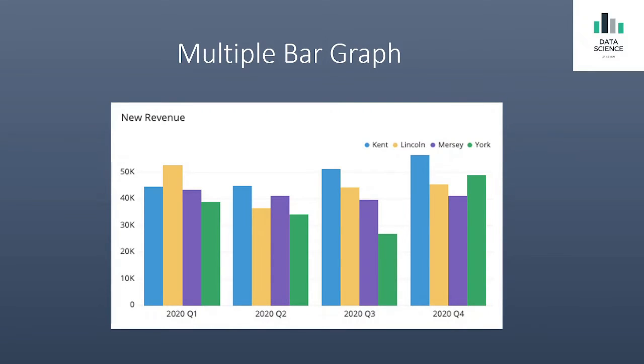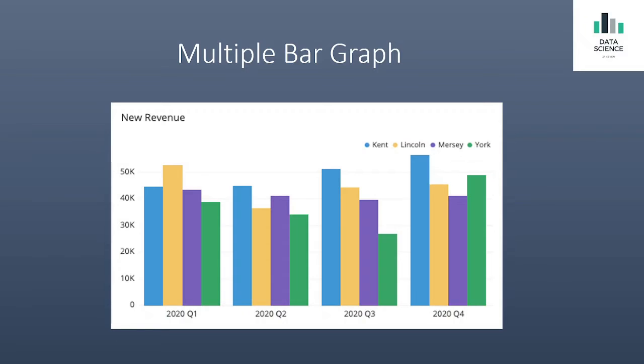In this graph, we can see that on the x-axis there are quarters Q1, Q2, Q3, Q4 for the year 2020, and on the y-axis we have net revenue. But each discrete category has four parameters to be judged. That is, it has more than two parameters to be judged. That is why it is known as a multiple bar graph.